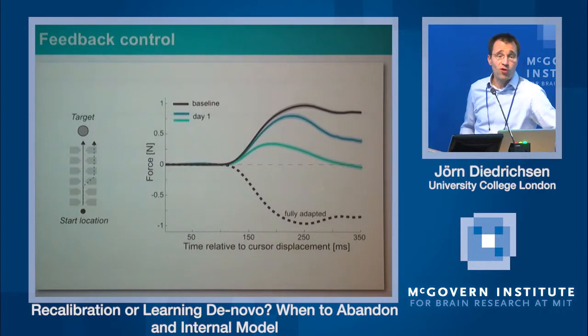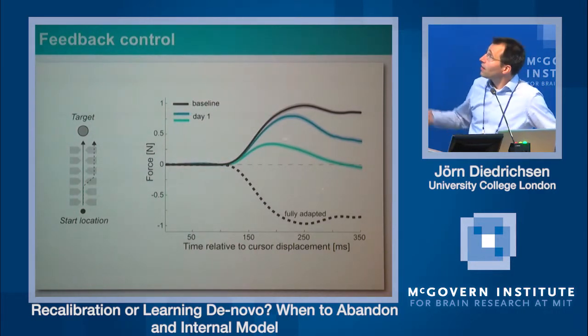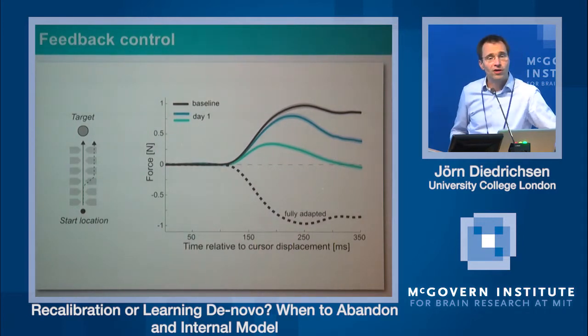So you see within the first day, for the whole first day of training, they still push in the wrong direction. So they always push to the right. They just reduce this response a little bit. And at the end of the first day, at about 300 to 350 milliseconds, they just move straight ahead. But early on, they still move in the wrong direction.